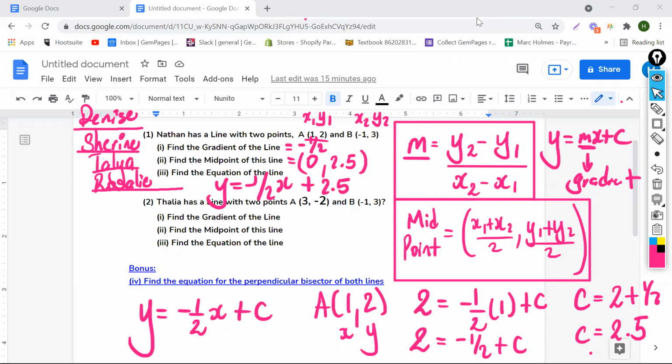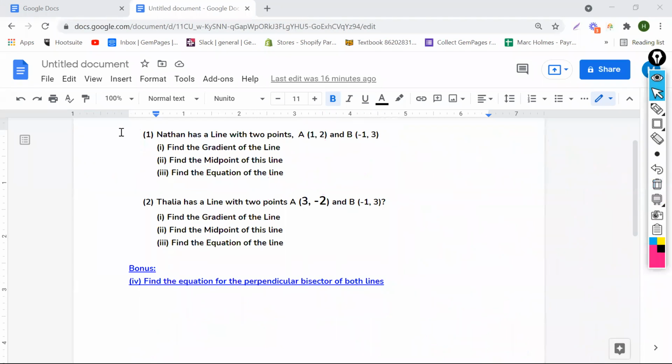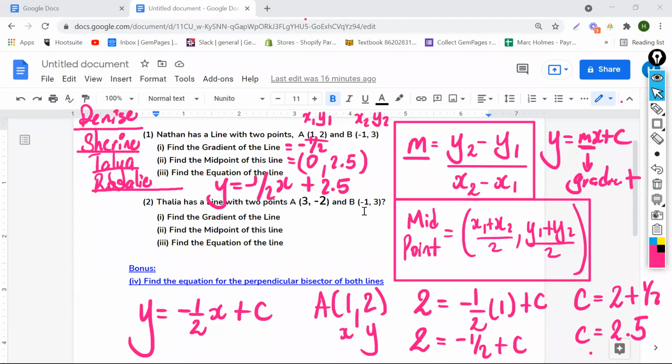Cool. So let me check Talia's answer. So Talia, you're almost there. It's supposed to be 2.5 instead of 2. All right. So guys, you guys want to do one more? Let's do one more, guys. I think I'm just gonna make everybody do one, actually.